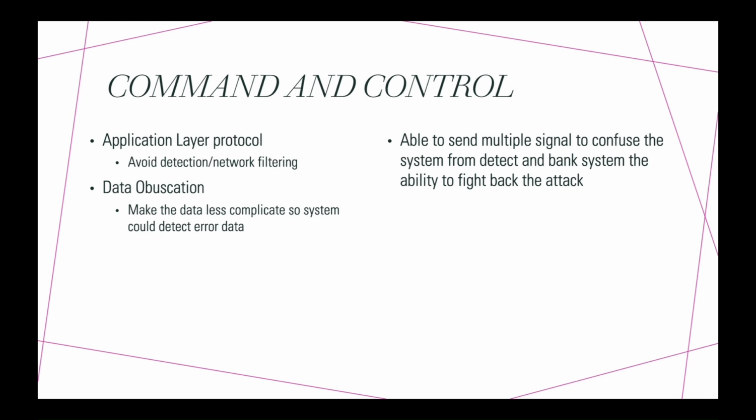Data obfuscation makes the data less complicated, so the system could detect the error, as said before. And the ability to send multiple signals to confuse the system and pretty much not allow the bank to defend itself was the key to this attack. Usually in most attacks, they would send about 15 million per second. And in this one, it was 60 gigabits. So it was quite a lot and it overwhelmed the system.